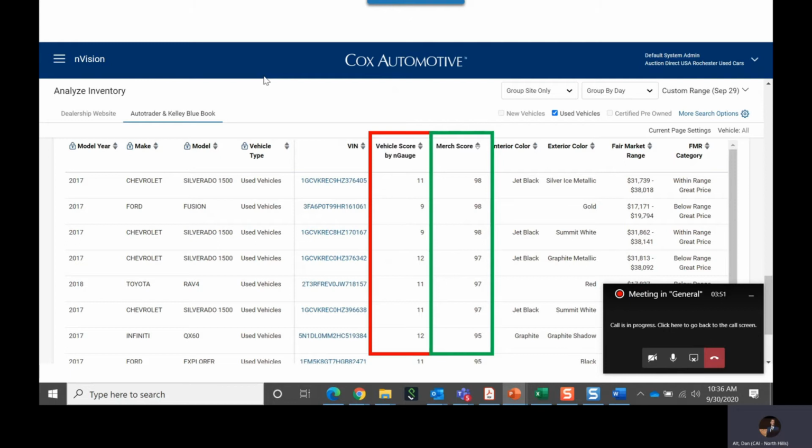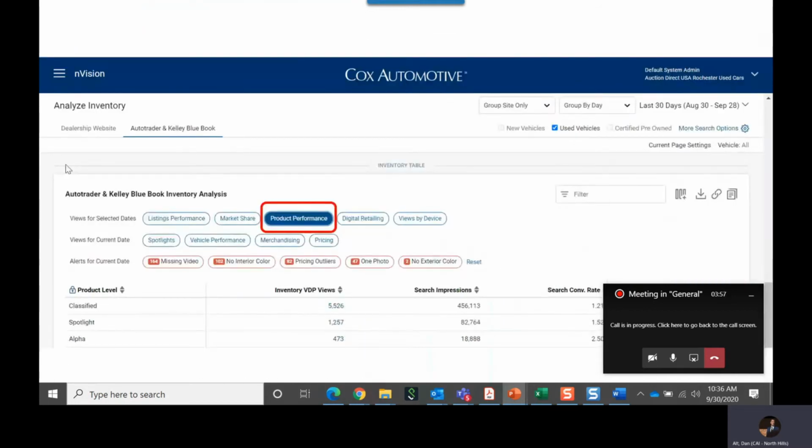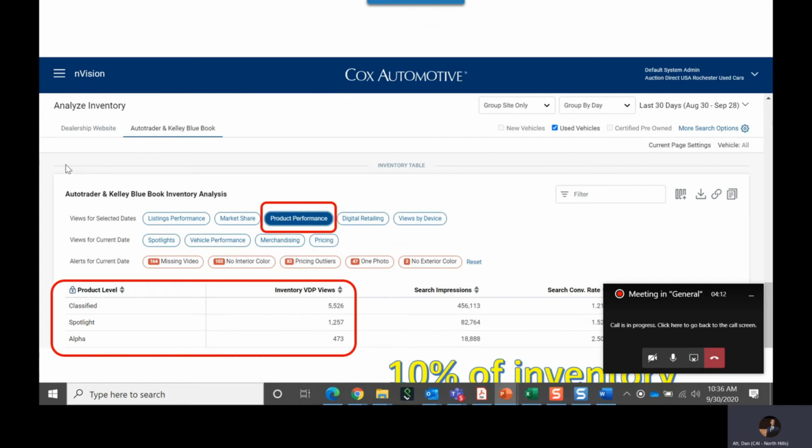Let's scroll back up and take a look at the performance by product. In performance by product, you can see your categories are listed here. We've got classified listings, your spotlight, and your alpha. What I notice is that your spotlights perform really well. Today, you have the ability to spotlight about 10% of your overall inventory, yet spotlight inventory is accounting for about 20% of your overall VDPs.